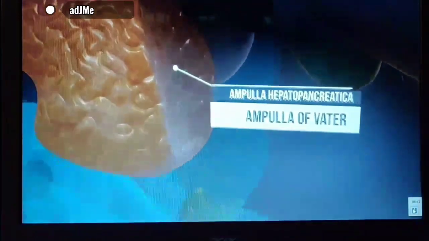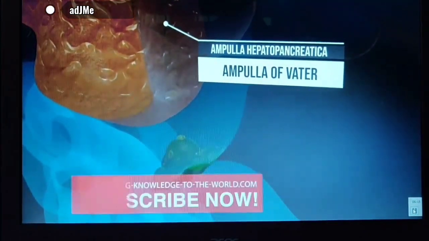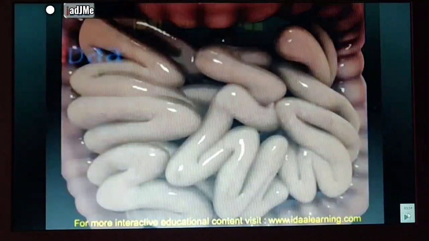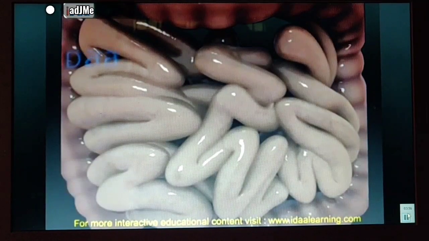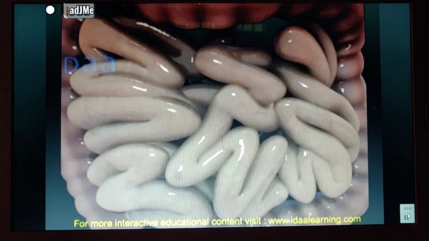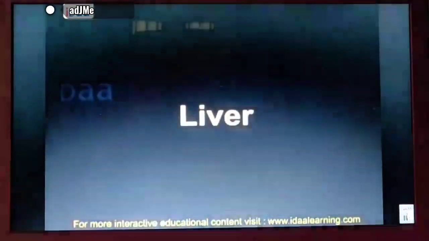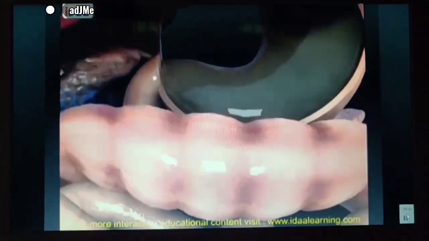So the duodenum is a U-shaped tubular structure. This duodenum is connected with two important accessory glands. One is the liver and the second one is the pancreas. The small intestine is about 7.5 meters long, as we have discussed before, which comprises the first part duodenum, jejunum and ileum. And the duodenum is connected with the two glands, the liver and the pancreas.